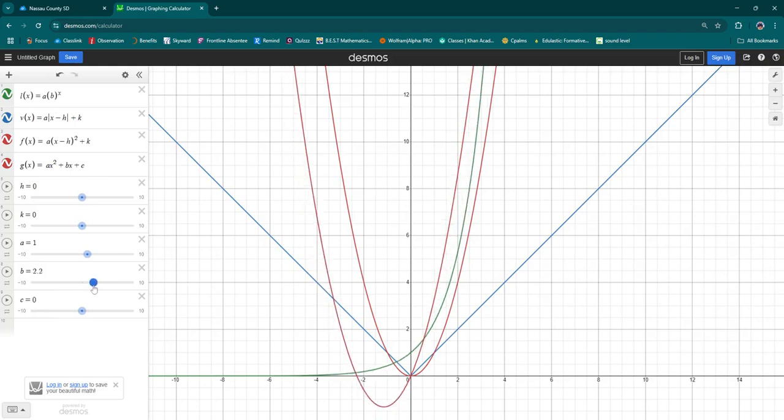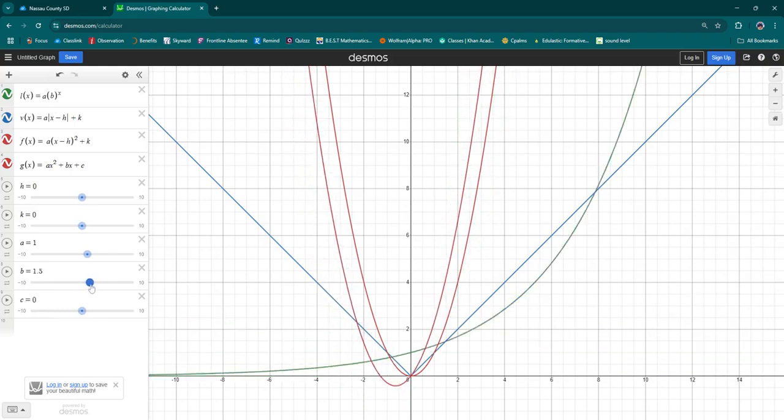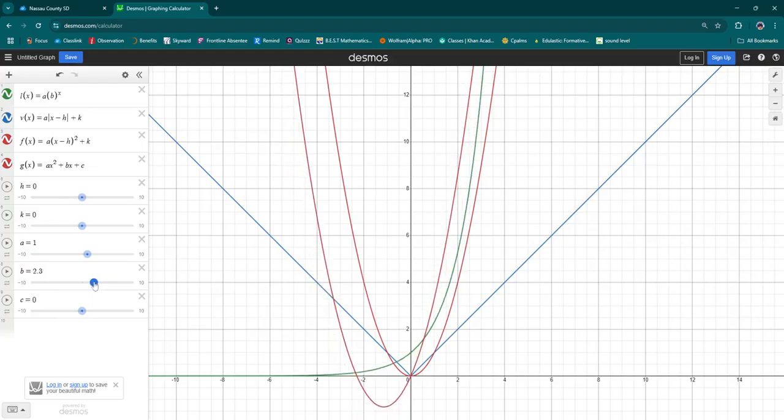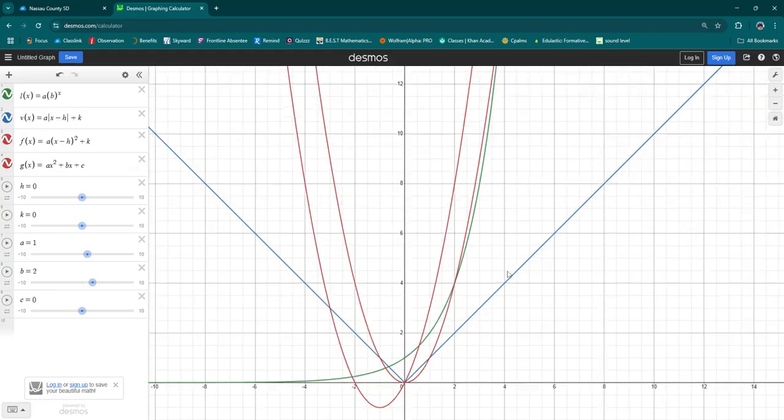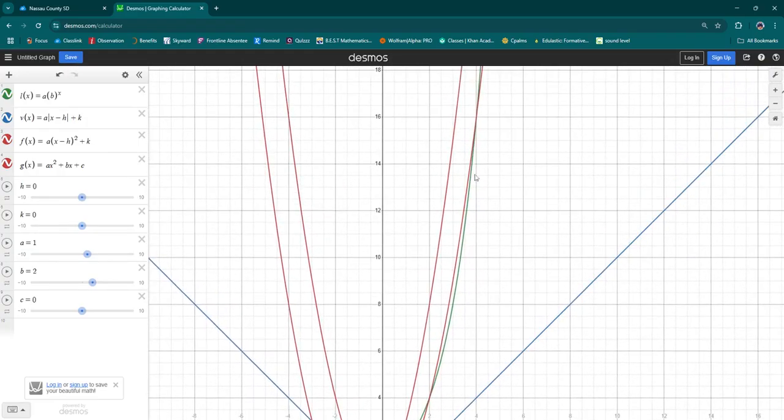I'll just set b to 2. I don't think 1 will work. We'll do 2. And then notice the green function, that's L sub x. It has a starting point at 1, and then at 1 it's 2, at 2 it's 4, at 3 it is 8, and then at 4 it's all the way up here at 16.